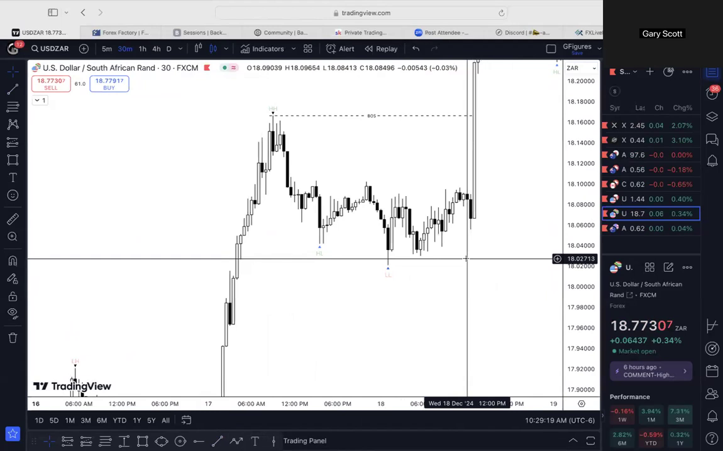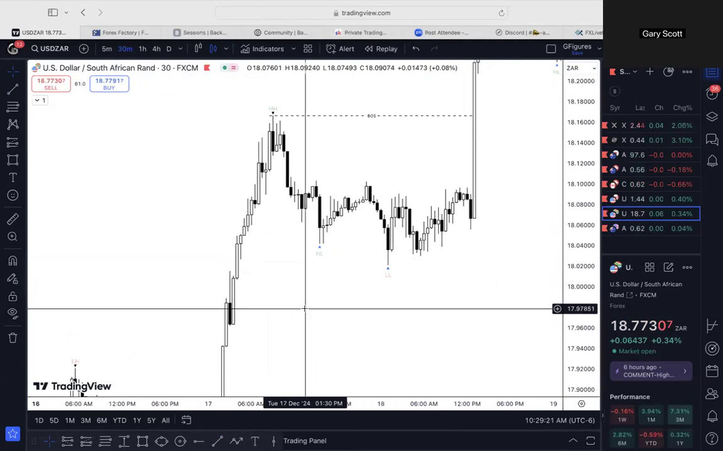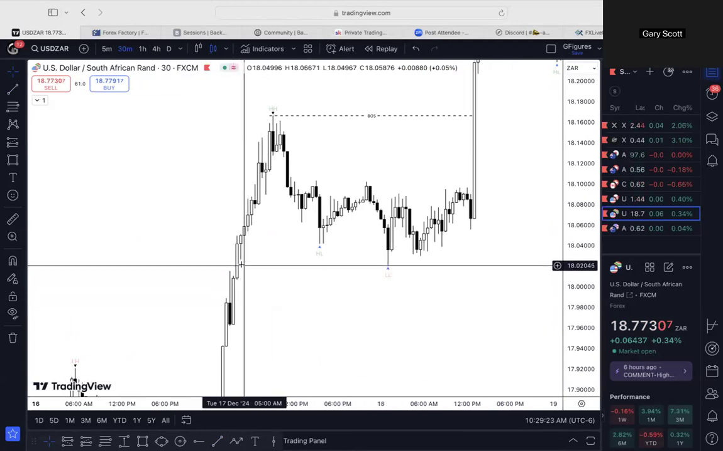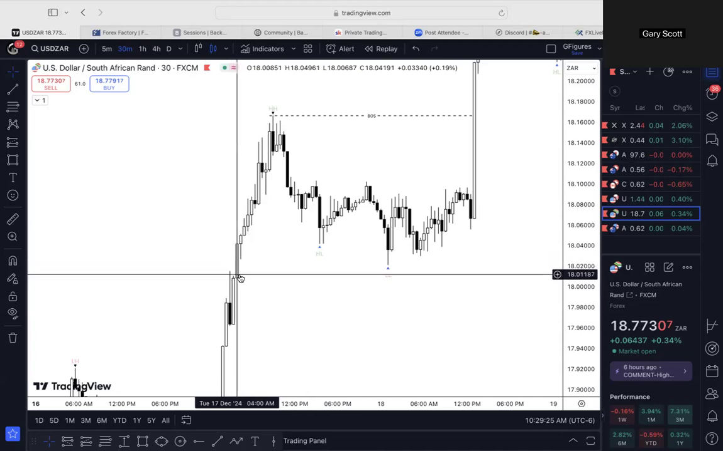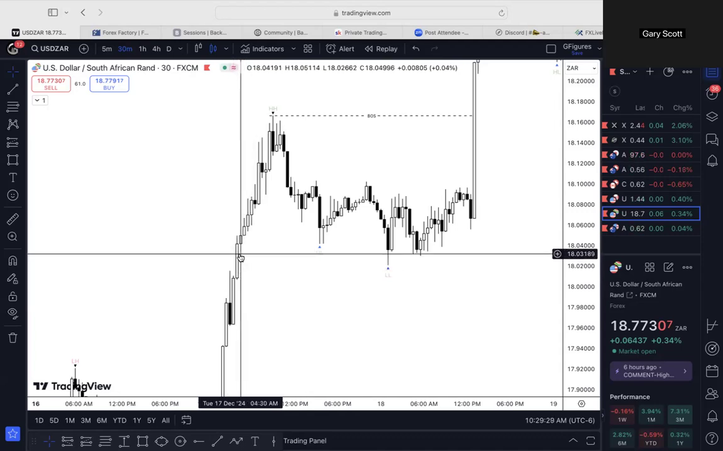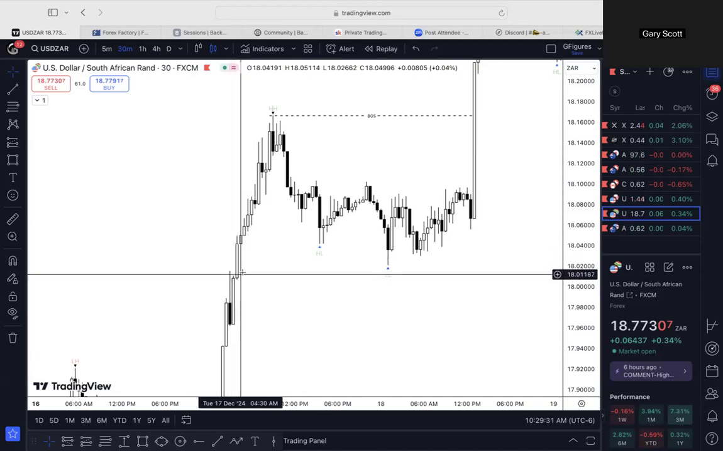In this case, when price decided to retest, what do we see here? Can anybody tell me what this level is right here? If you know, type it in the chat. If you don't know, I'm going to tell you. That's a fair value gap right here.